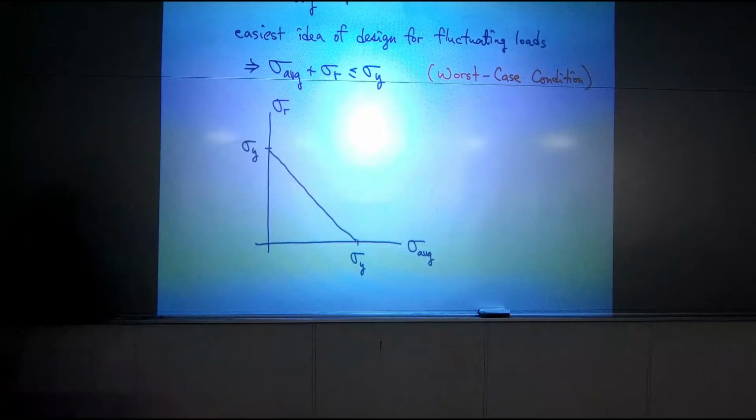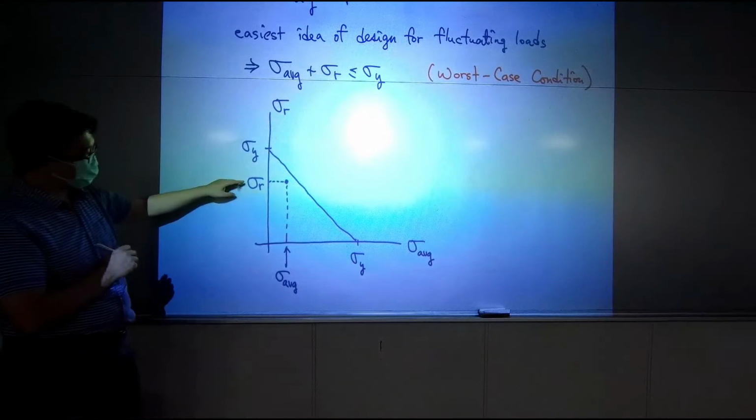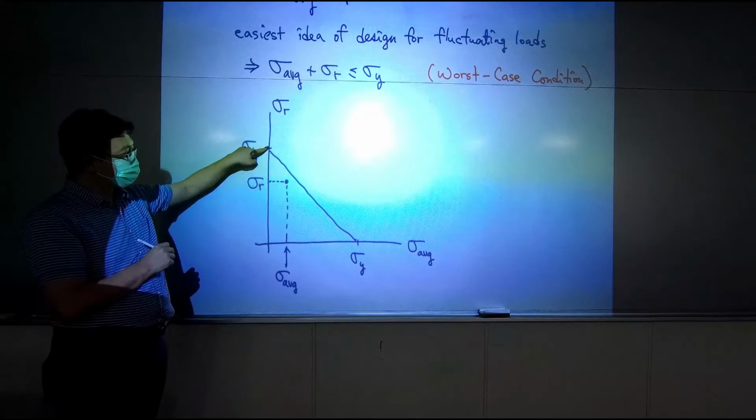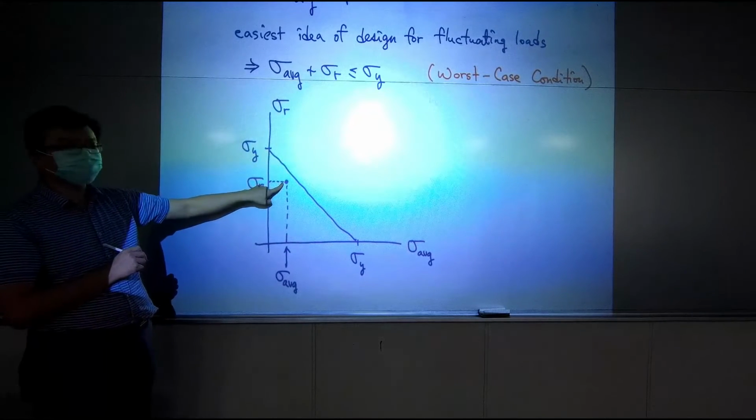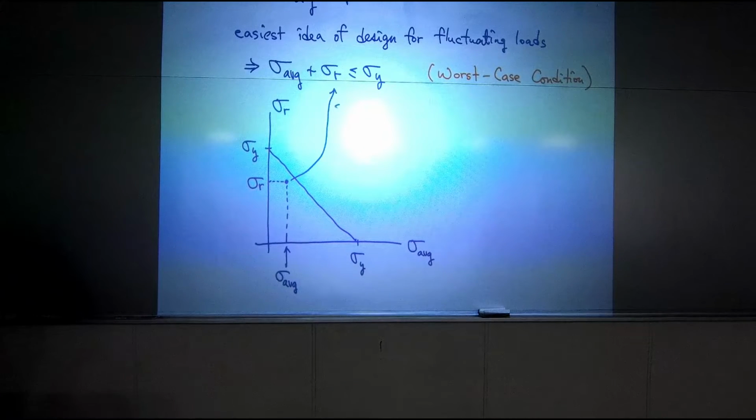If it's inside the line, you feel like you're okay. So that's the idea. If you have some design, it's carrying some average stress and carrying some range stress. For this particular design point, it's within the range. So this one is safe. So this point satisfies this equation. So consider it as a safe design.